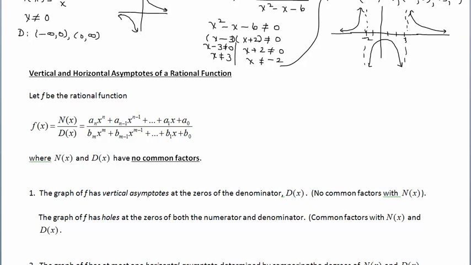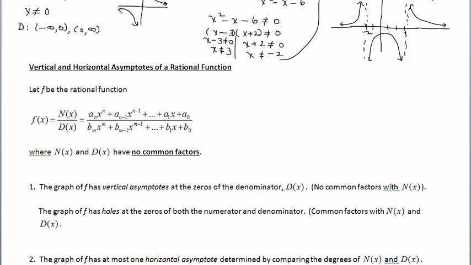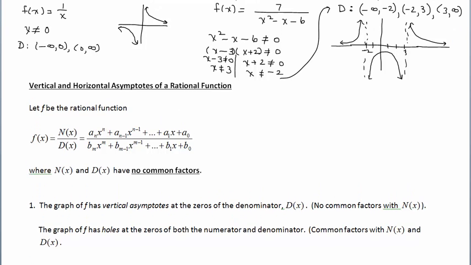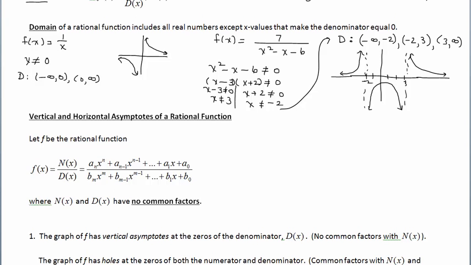Alright, so we're interested in the domain of a rational function. We're also interested in if the rational function has any vertical and horizontal asymptotes. Sometimes a rational function will have a vertical asymptote, sometimes not. Sometimes a rational function will have a horizontal asymptote, sometimes not.